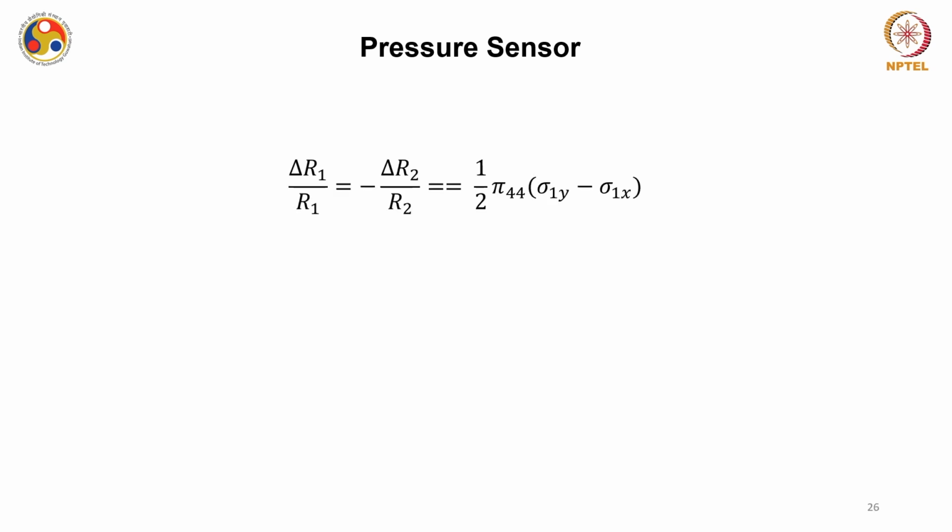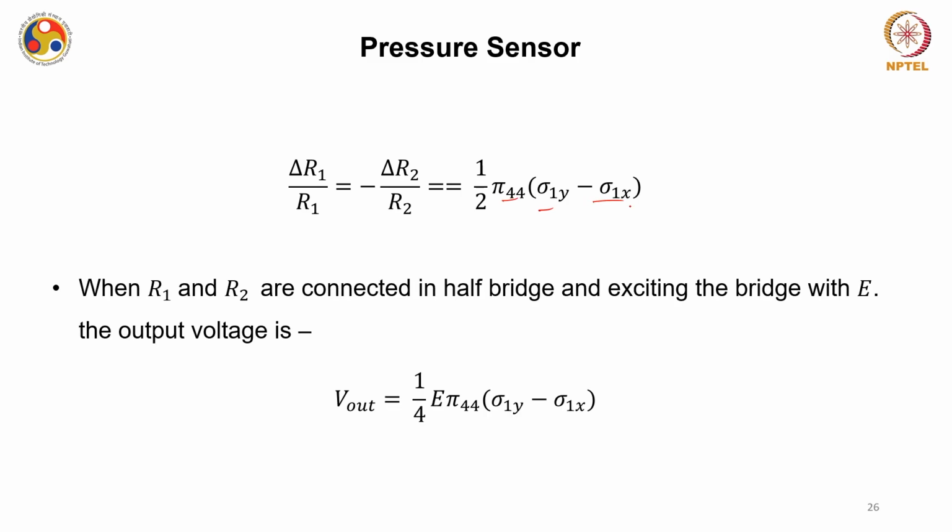Okay. So, this delta R1 by R1 is equal to minus delta R2 by R2, and this is equal to half of pi 44 into sigma 1y minus sigma 1x, where this R1 and R2 are connected in half bridge, and the excitation, say for example, is E. The output voltage for this kind of devices can be written as 1 by 4 into E into pi 44 into sigma 1y minus sigma 1x, where E was the excitation of the bridge.